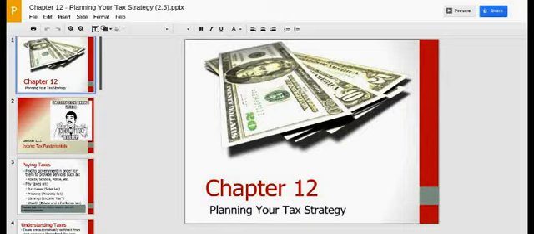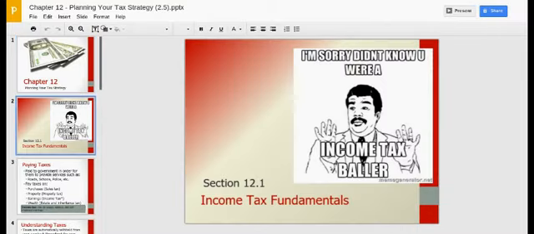Going right into chapter 12, talking about taxes, different types of taxes that we pay, what taxes are put toward in terms of the services that they fund, and developing a tax strategy so we can reduce our taxable income. Section 12.1, Income Tax Fundamentals. There's only one section in chapter 12, so just mark that in your notes.